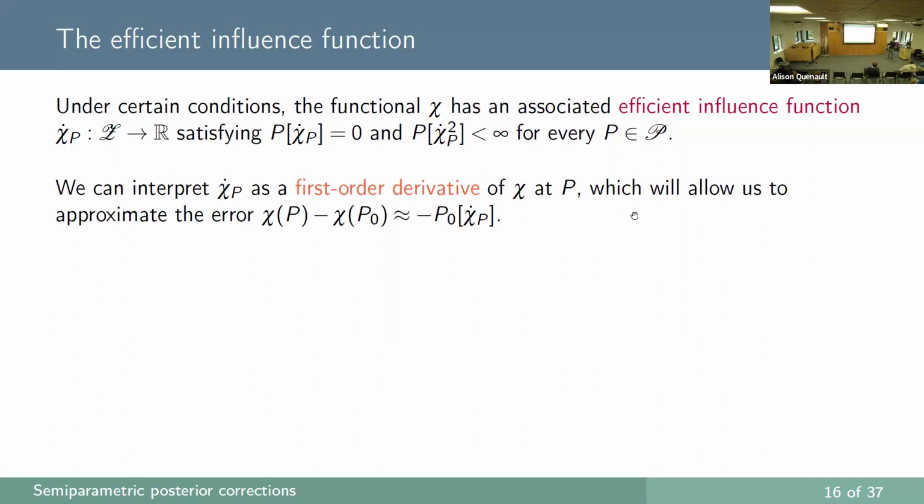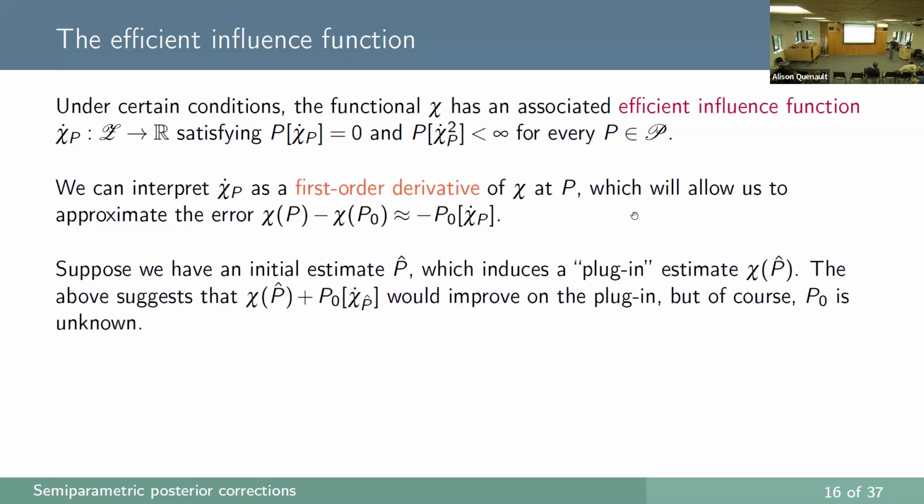In that case, if we were to look at the error between our functional evaluated at our starting point P, and the functional evaluated at the true P naught, we want to think about whether we can approximate this error. Let's try and conceptualize some kind of first order Taylor expansion, because I've said this is like a first order derivative. Then maybe we can approximate this error using this first order derivative. If this were true, then we might be able to take some initial estimate or initial posterior and use this concept to debias that posterior or estimate so that we get a better modified estimator or modified posterior.